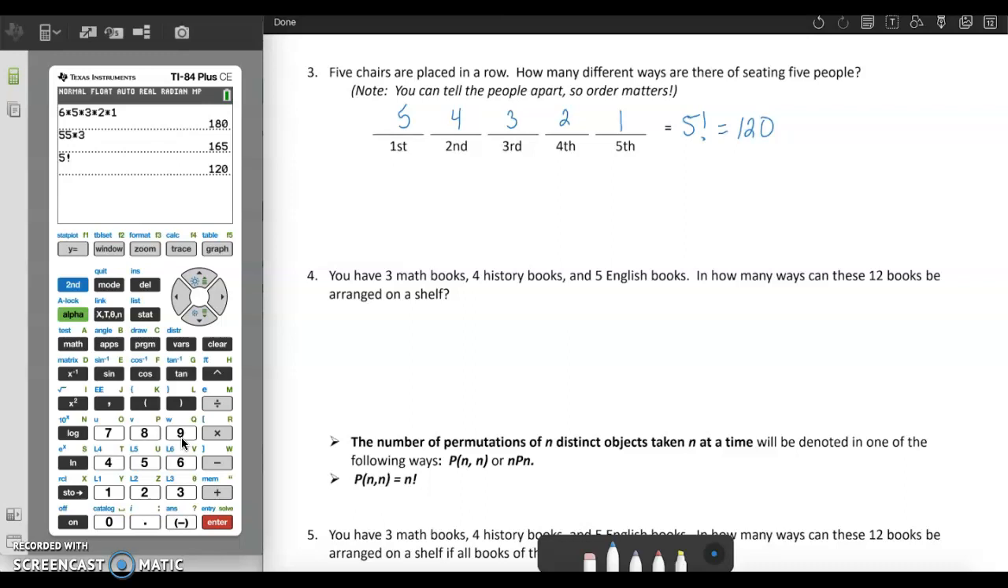You have 3 math books, 4 history books, and 5 English books. In how many ways can these 12 books be arranged on a shelf? Okay, so you have 12 total books, and I'm assuming they're all different books. It seems as though they are. So you can tell them apart, and you want to arrange them on a shelf. So in this case, order again is going to matter. Anytime you're arranging things, order matters. So this does count as a permutation.